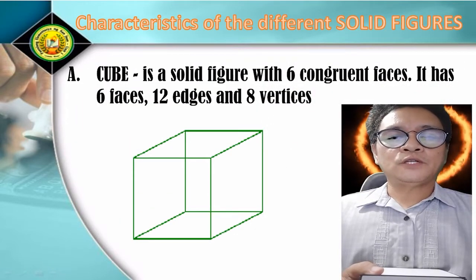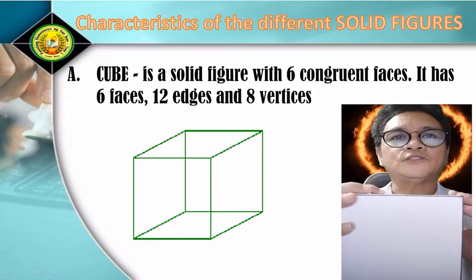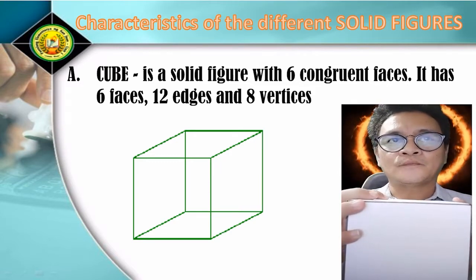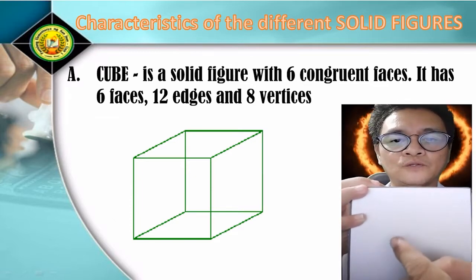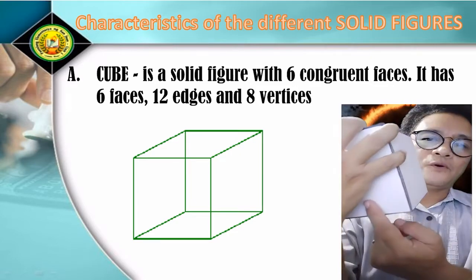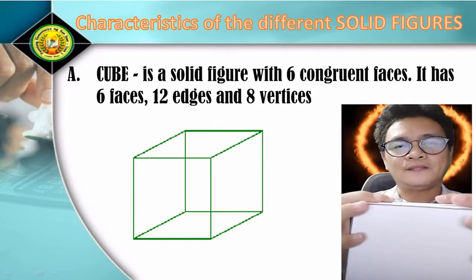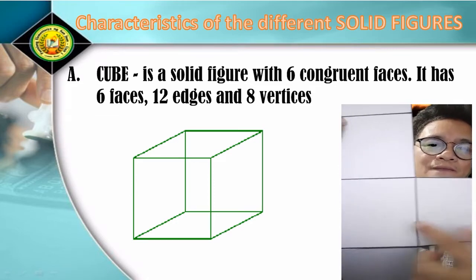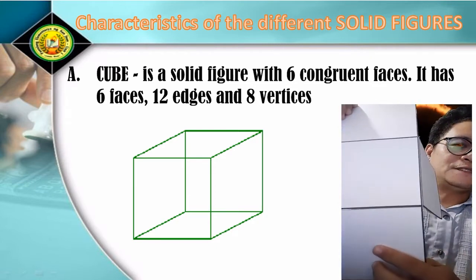Characteristic of the different solid figures. Letter A. Cube is a solid figure with 6 congruent faces. 6 daw na magkakamukhang faces. So, tingnan natin. 1, 2, 3, 4, 5, 6. Biyakin natin yung cube para kitang-kita nyo na 6 nga ang mukha ng cube. So, 1, 2, 3, 4, 5, 6. Diba? 6.